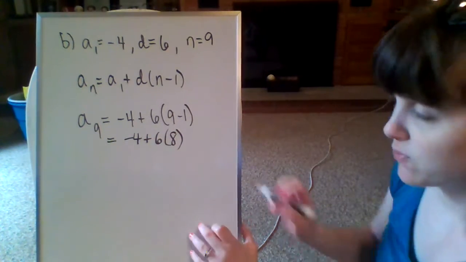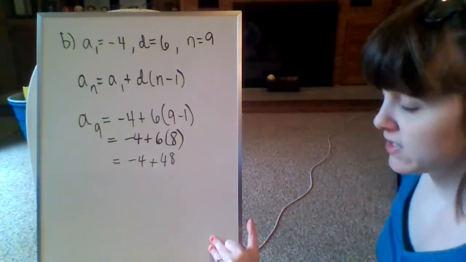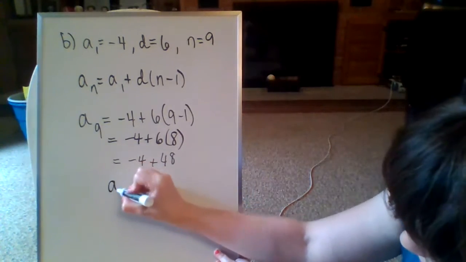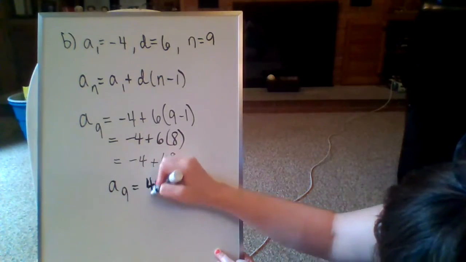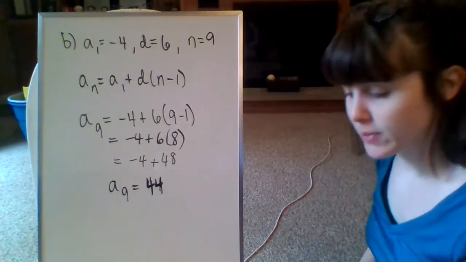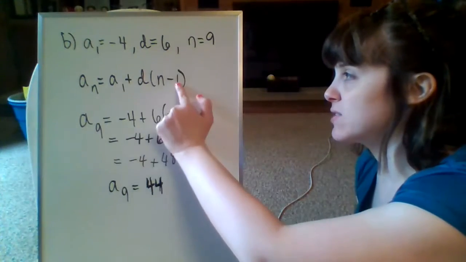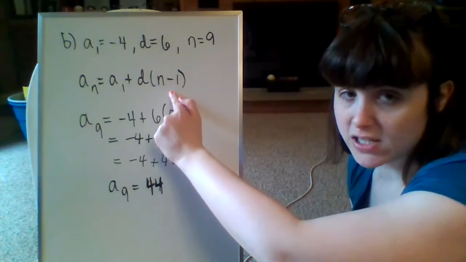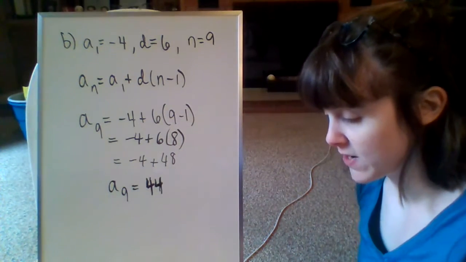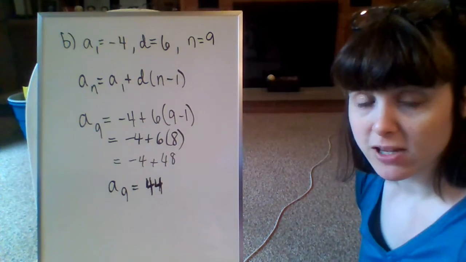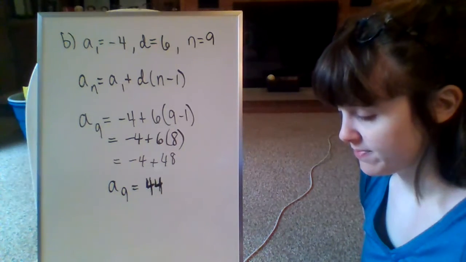So 8 times 6 is 48, plus negative 4, so that makes 44. So A sub 9 or the 9th term of the sequence is 44, and my marker is messing up. But it's 44. Okay, so as you can see, you plug the things into the formula, remembering to do the parentheses first and multiplying. Okay, so that's how you find a missing term of a sequence when they give you the first term, what the difference is, and the term that you're looking for.